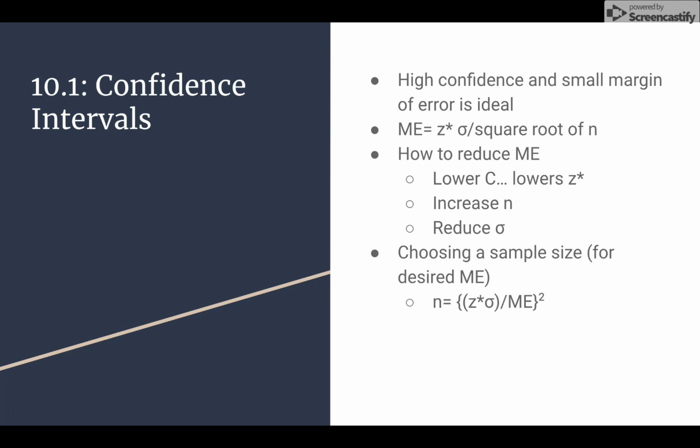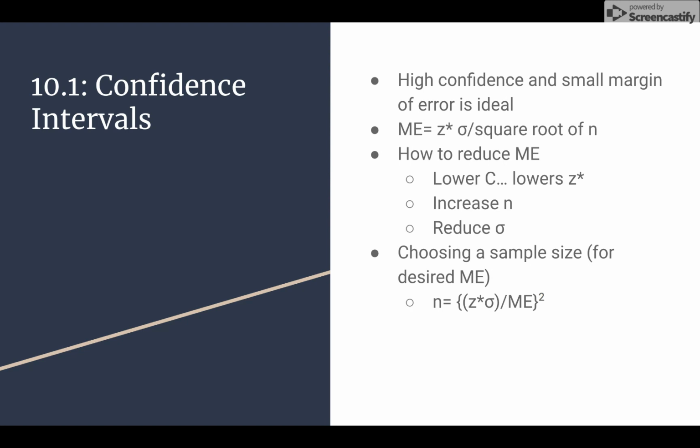For a confidence interval in 10.1, you want high confidence and a small margin of error, which is ideal. The margin of error equation is z star times the standard deviation divided by the square root of n. And to reduce the margin of error, there are three simple things you can do: lower C, which lowers z star, increase n, and reduce the standard deviation.